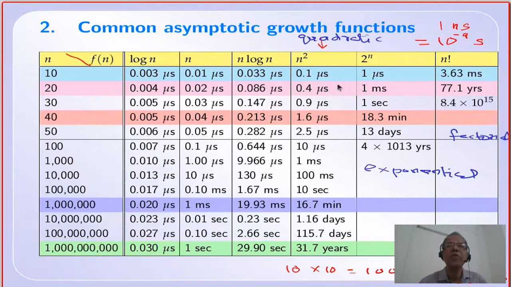N squared. If n cube is cubic and n is called linear. How good is a quadratic running time algorithm? Look here. For an input of size 1 million, it is 16.7 minutes. Not bad. Whereas an exponential algorithm becomes useless even for as small an input of size 40. A quadratic running time algorithm is useful even up to an input of size 1 million.